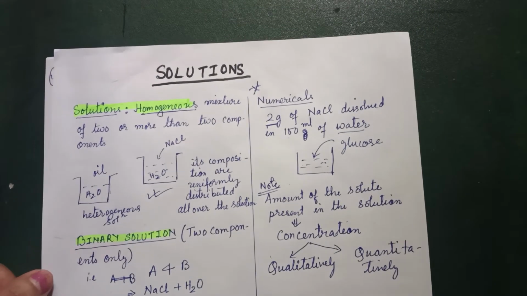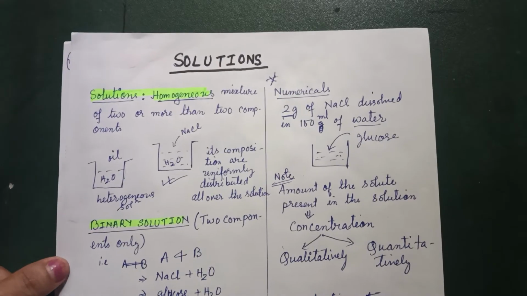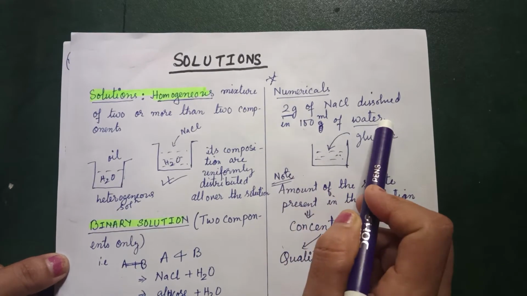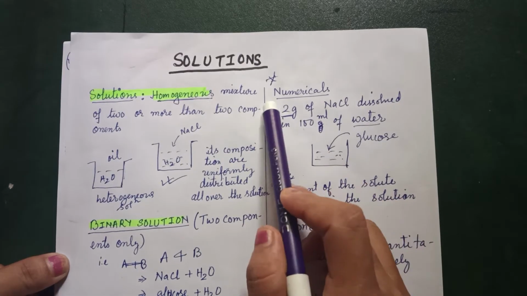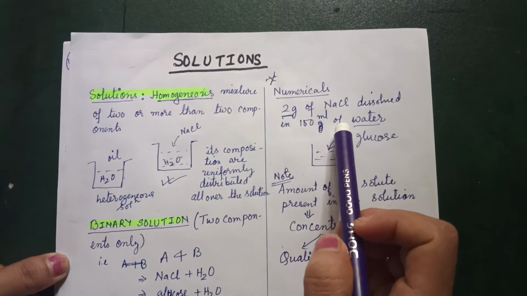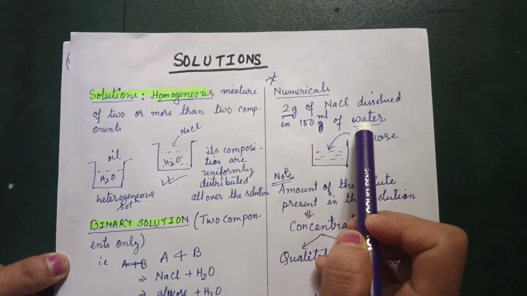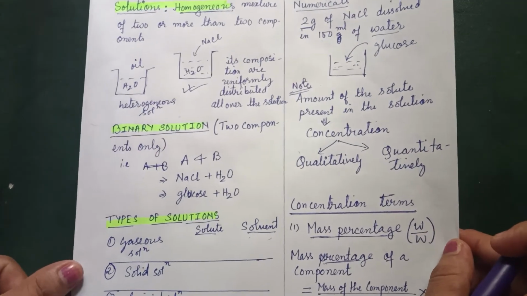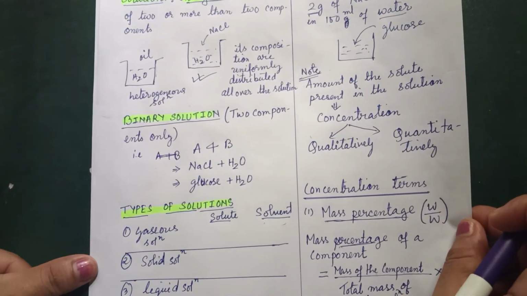This concept will be helpful in solving numericals. Like in a question, you may find 2 grams of NaCl is dissolved in 100 ml of solution. So remember that from this, the less amount is your solute and the greater amount will be your solvent or solution. Here it is solvent. Now let us talk about the amount of the solution.